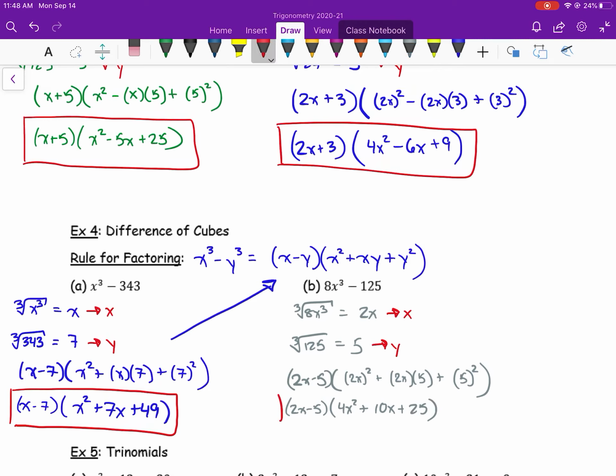And that is how we do difference and sum of cubes. So again, check if you have two terms, check to see if they're perfect cubes or not, and then just plug into the formula.